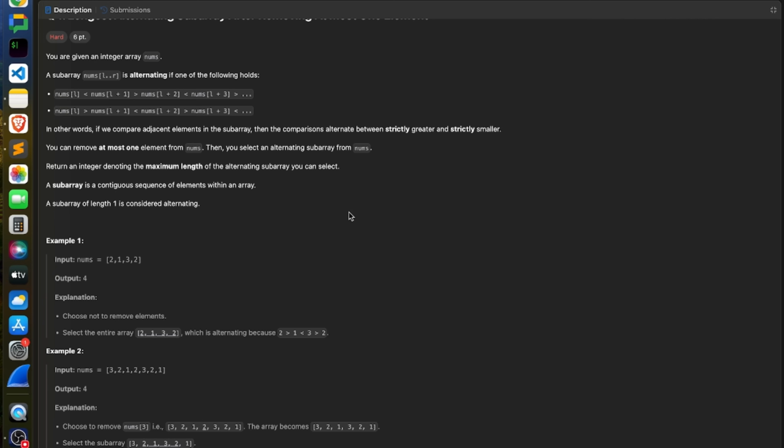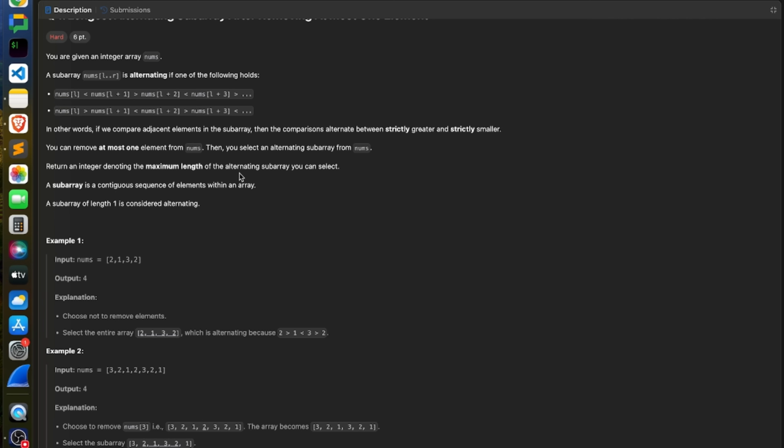So let's say there is a starting number, the next number would be greater, then smaller, greater, smaller. Or let's say this is the starting number, it could be smaller first, then greater, smaller, greater, smaller, greater, and so on, right? So it's a hills and valleys kind of structure. And it says you can remove at most one element from nums, then you select an alternating subarray from nums. Now return an integer denoting the maximum length of alternating subarray, right?